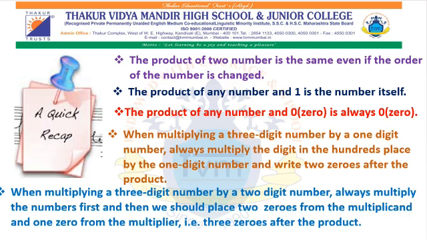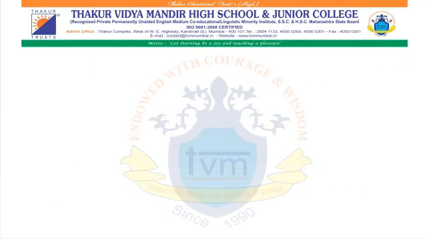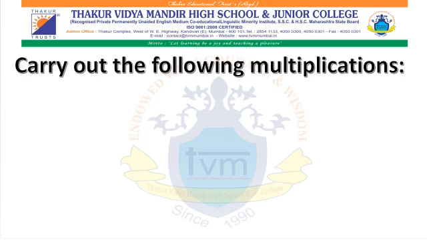When multiplying a 3-digit number by a 2-digit number, always multiply the first numbers and then place 2 zeros from the multiplicand and 1 zero from the multiplier, that is 3 zeros, after the product. Now, we are going to carry out a few mental math sums.